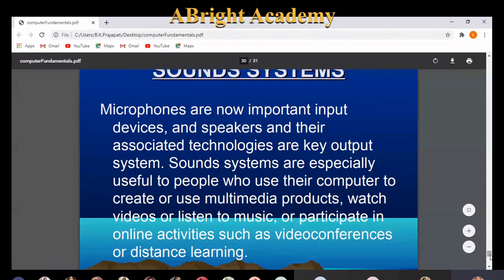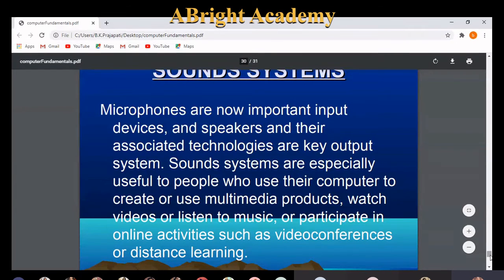Sound system. Microphones are now important input devices, and speakers and their associated technology are key output systems. Sound systems are especially useful to people who use their computer to create or use multimedia products, watch videos or listen to music, or participate in online activities such as video conferences or distance learning.